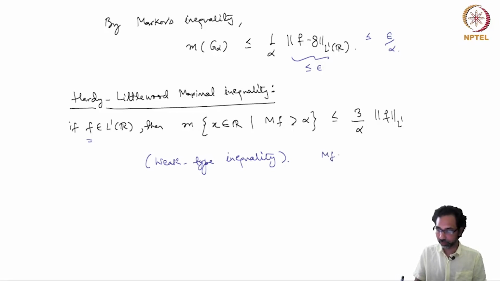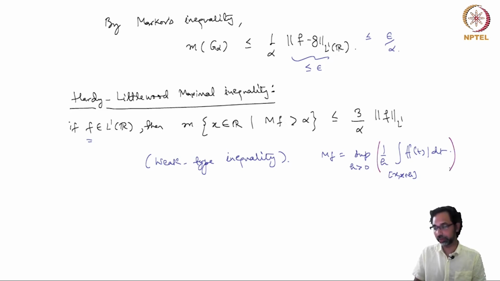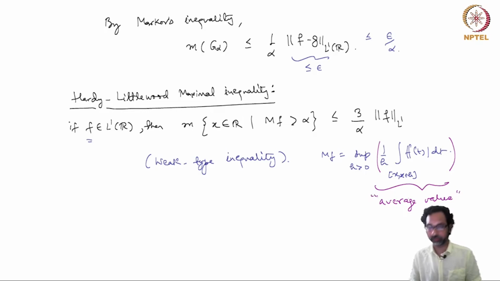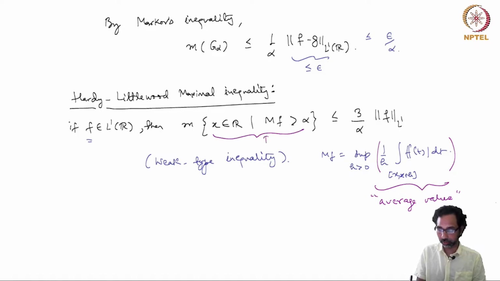So because Mf is the supremum over h greater than 0 of 1 over h times the integral from x to x plus h of |f(t)| dt, this term that we are taking the supremum of is some kind of average value that the function f takes over large intervals. So this Hardy-Littlewood maximal inequality is giving us the required estimate, because this is nothing but f alpha.